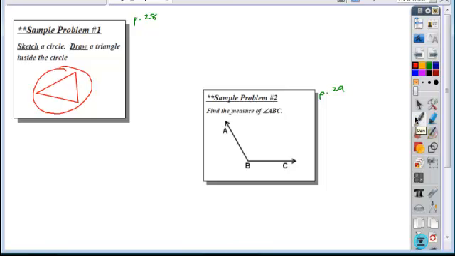Again, make sure that you follow directions on the construction worksheet, on homework, on test or quiz questions. It will specify for you sketch, draw, or construct, and those mean different things.